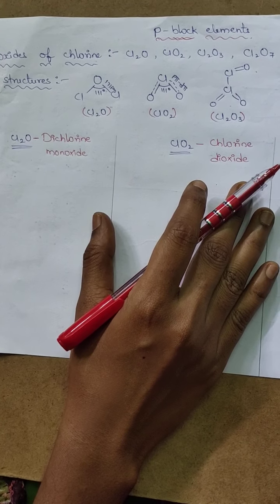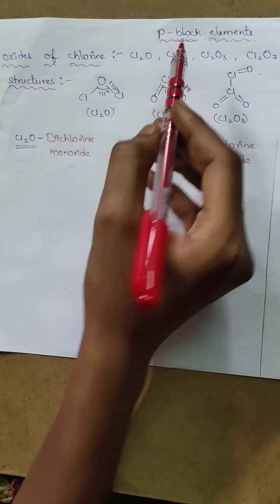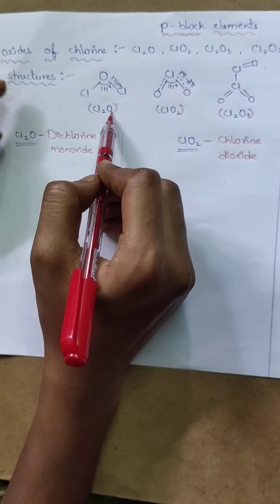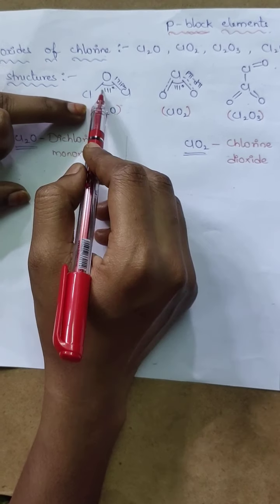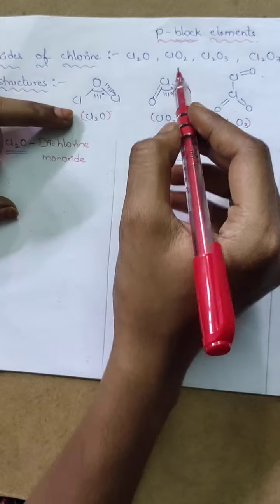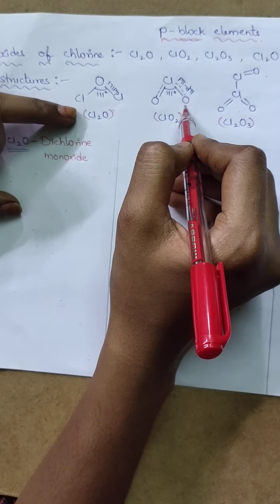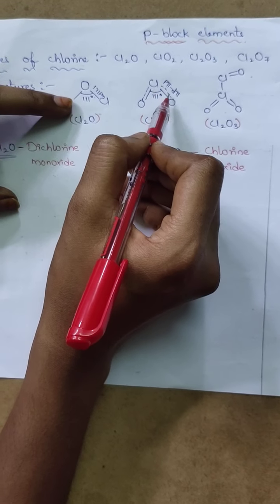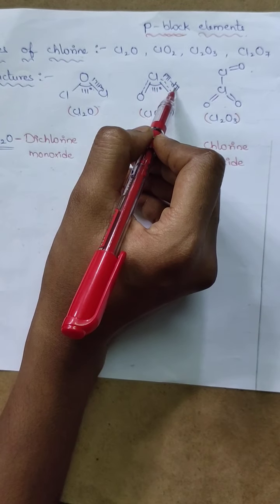Today I am going to discuss oxides of chlorine. These are the structures of the oxides of chlorine. This one is the dichlorine monoxide structure, and next, this is the chlorine dioxide structure. In this one, the bond angle between O-Cl-O is 111 degrees, and the bond is a p pi d pi bond.